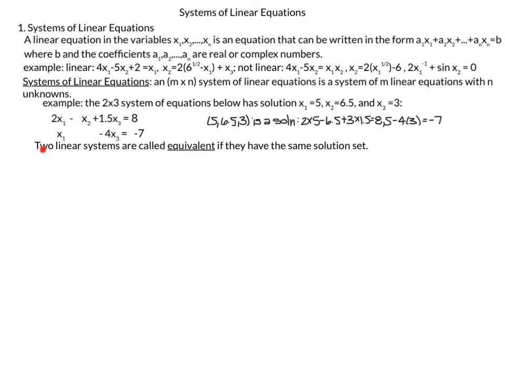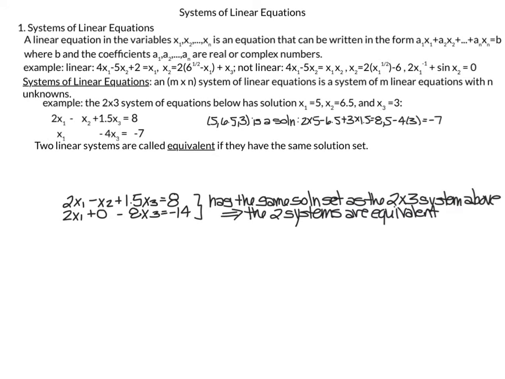We also have this definition: two linear systems are called equivalent if they have the same solution set. For example, if I took this new system of equations, so I copied the first one, 2x1 minus x2 plus 1.5x3 equals 8, and then I multiplied this equation by 2. 2x1 plus 0 minus 8x3 equals minus 14. It will have the same set of solutions as this 2 by 3 up here. So this 2 by 3 and this 2 by 3 are equivalent linear systems because they have the same solution set.